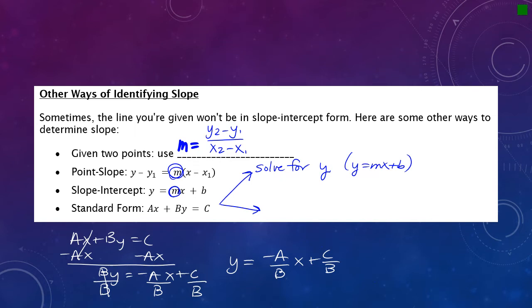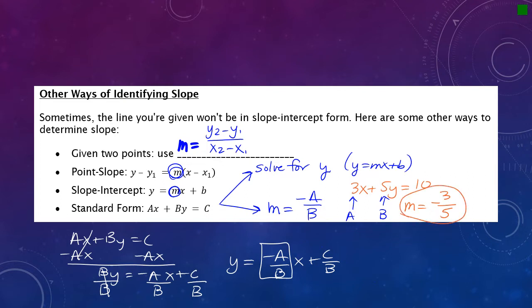So the shortcut is this. If you are in standard form, the shortcut is that you can use your letters, so you would take negative a over b. So as an example, if I gave you 3x plus 5y equals 10, 3 is the a, 5 is b, so your slope would be negative a over b. So it would be negative 3 over 5.